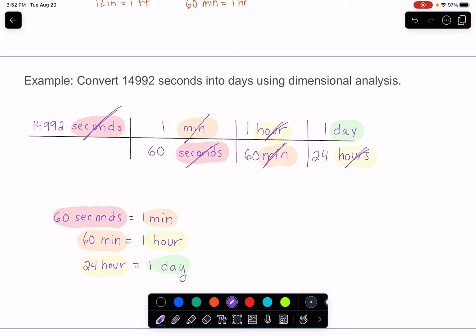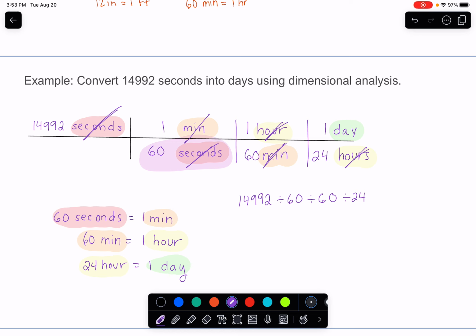So how do I put this in my calculator? Anytime you have a number that is on the bottom of a fraction, like that 60, you're going to divide by that number. And anytime you have a number on the top of a fraction, you multiply by that number. So I'm going to start with 14,992. And you don't have to write this out separately. I'm just showing you. You're going to divide by 60, divide by 60 again, and then divide by 24. And the reason we're dividing for all of these is because all of those numbers are on the bottom.